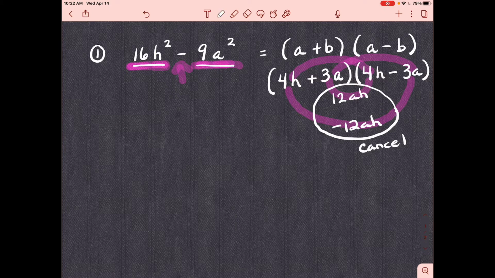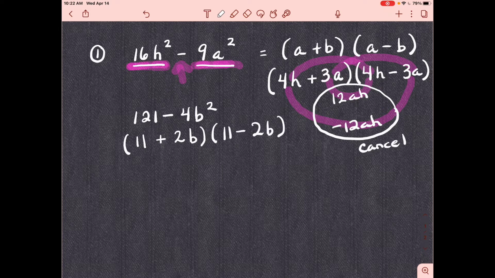All right, let's work maybe another one here. 121 minus 4b squared. I know that the square root of 121 is 11. 11 times 11 is 121. And I know the square root of 4 is 2. The square root of b squared is b. And I'm going to have one of each of these, 1 plus and 1 minus. And I can check that. 11 times 11 is 121, and 2b times negative 2b is negative 4b squared. The part that does the magic is this negative 22b and positive 22b cancel out.